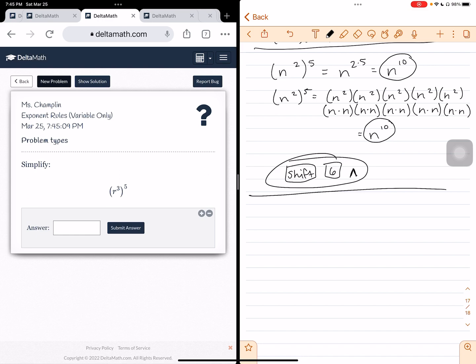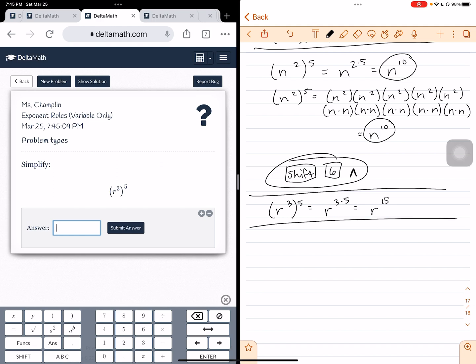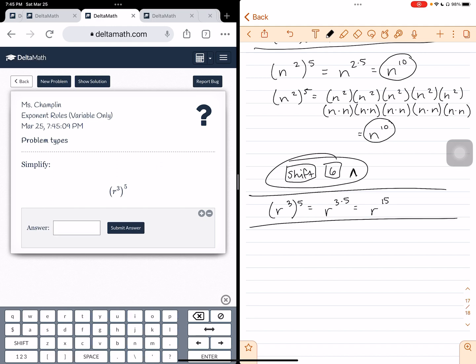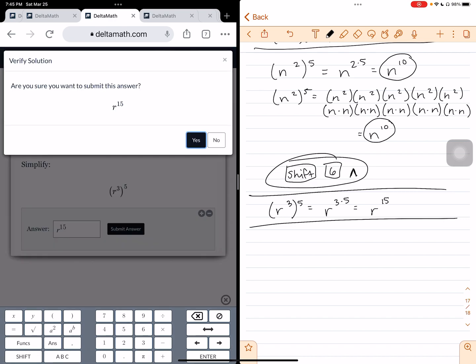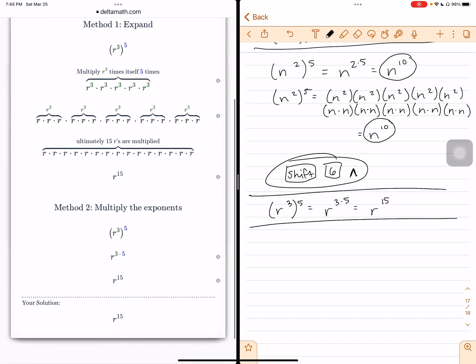All right, this is another power rule. r cubed raised to the 5th power. We multiply the powers. We get r to the 15th power. Feel free to pause if you need to see the expanded version here.